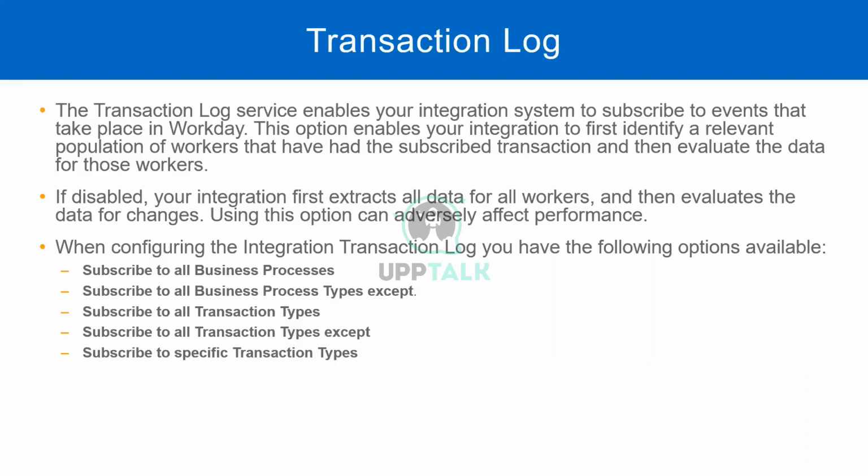So now, if it is disabled, then what happens? If transaction log is not enabled, like what we did for our case, then the integration first extracts all the data for all workers, like it did for all 356 workers, and then it evaluates the data for changes. Right. So not using this option definitely affects the performance in a bad way. It adversely affects the performance. First, we should check for the transactions. Then it should identify the changes. Is it? That is the smarter way to do it.